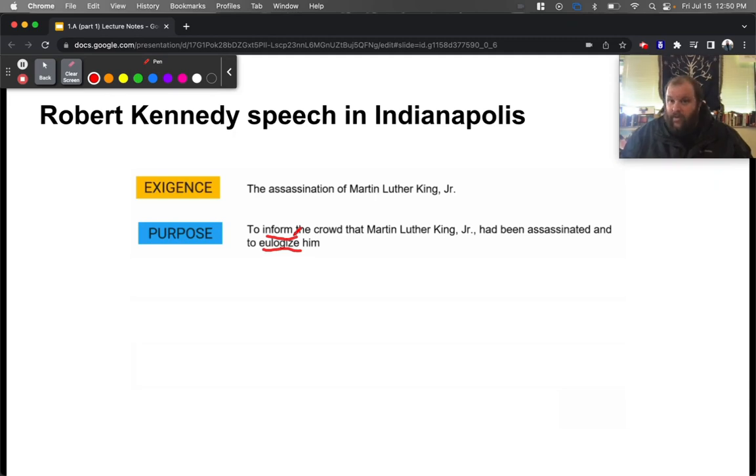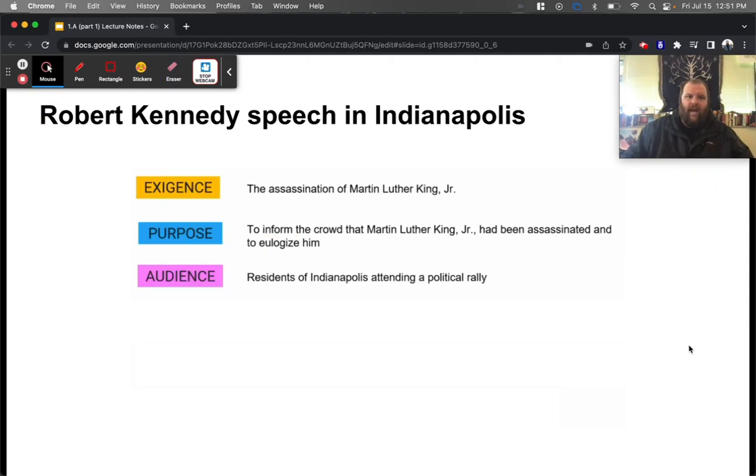Right? There are likely parts of this speech, maybe towards the beginning, that are a little more informative. Here's what happened. Here's what we know. Here's what we don't know. Right? And then the eulogy is, I would imagine, much more emotional, much more like, what do we do now that this has happened? Right? Okay. Then we have our audience.